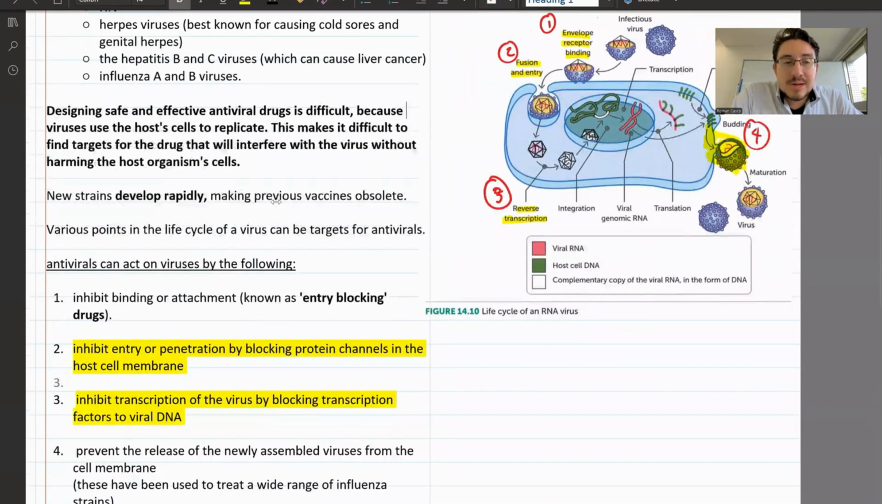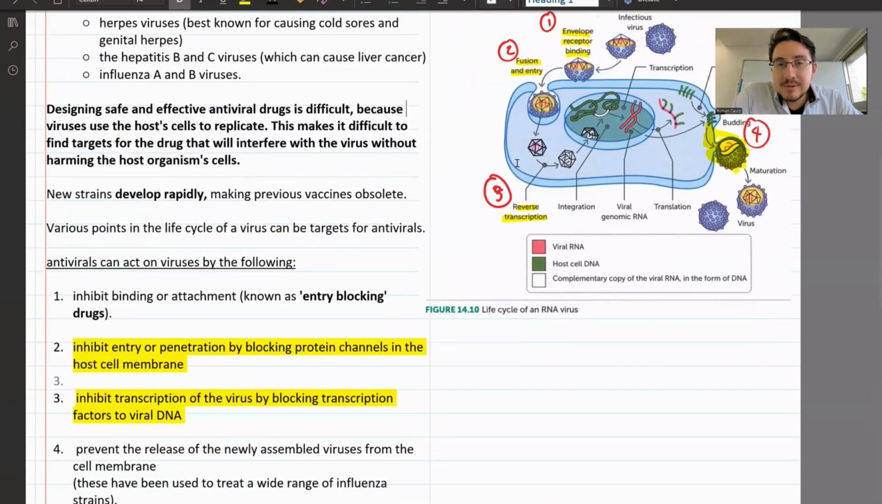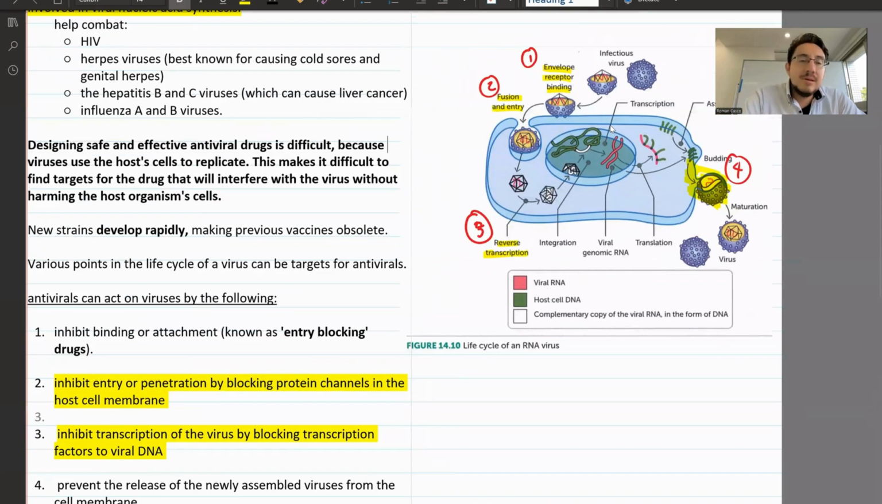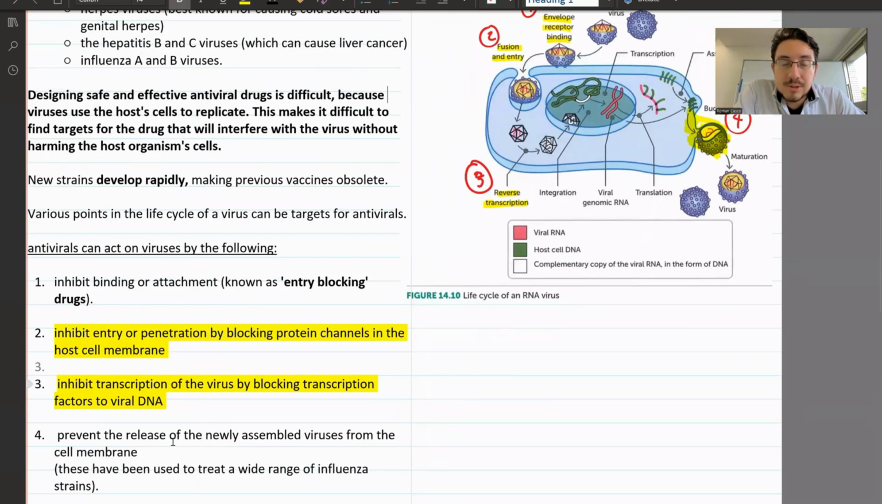If that doesn't work, you can inhibit transcription, right? Remember, the DNA goes into the cell and then into the nucleus and attaches itself to the host DNA. But maybe you can prevent the DNA from getting expressed, or turned on, right? So inhibiting transcription could work also.